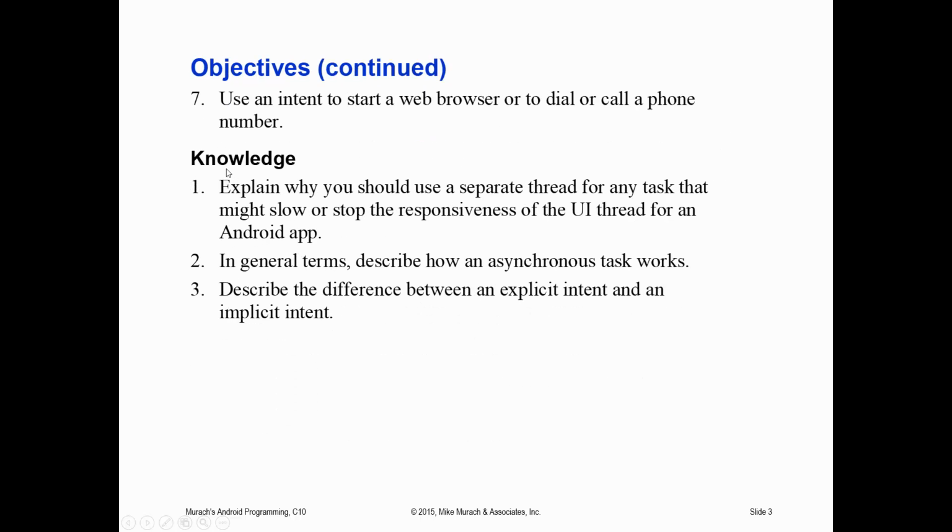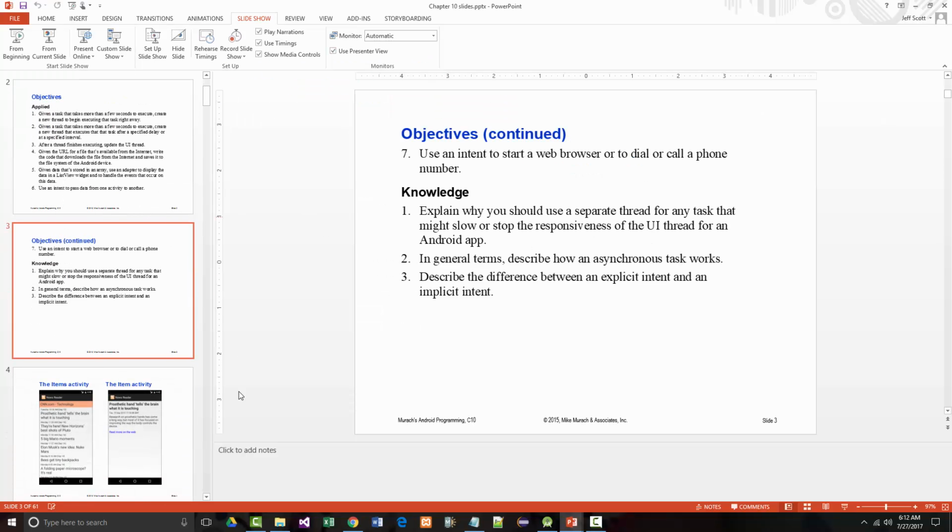Those are our 7 applied objectives. We have 3 knowledge objectives. They are: explain why you should use a separate thread for any task that might slow or stop the responsiveness of the user interface thread for the Android app. Number 2, in general terms, describe how an asynchronous task works. Number 3, describe the difference between an explicit intent and an implicit intent.